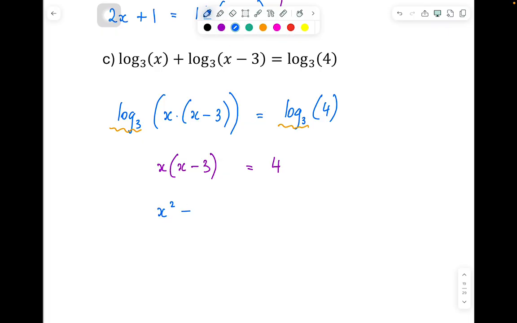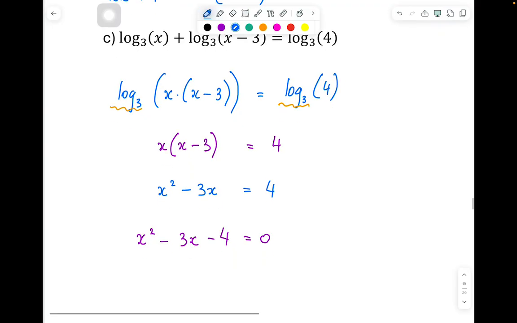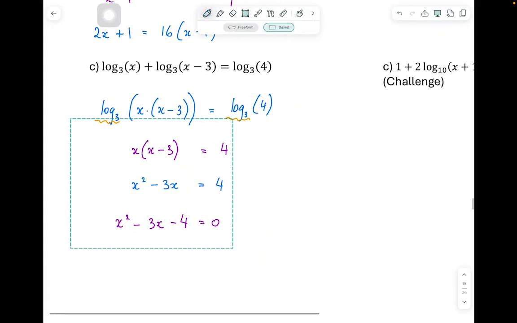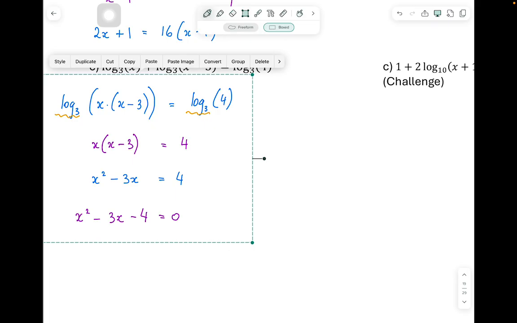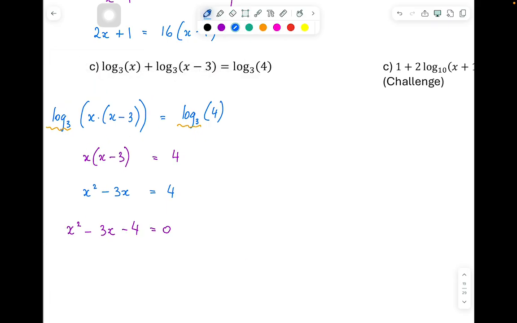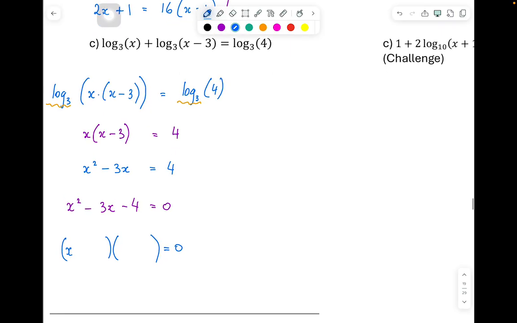I'm going to expand the bracket here. This turns into a quadratic expression, so we're going to take 4 across, and we're going to continue here until we solve this quadratic. There might be a caveat, so once we get there, we will have a discussion about that. So we can see here we've got x minus 4 and x plus 1. Therefore, using the null factor law, we'll have x equals negative 1 or positive 4.